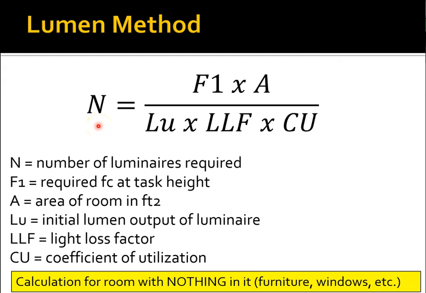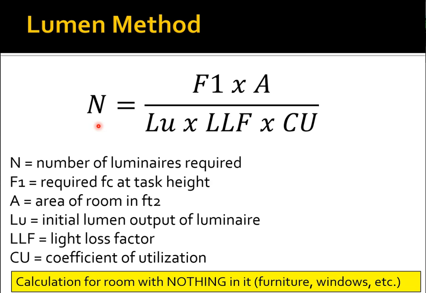Okay, and to be really, really clear about this, this equation is based on an empty room. So no chairs, no tables, no windows, nothing. This is just the lights and the walls and the ceiling and the floor. That's really it. So the actual result is going to be less because there's going to be some absorption with the furniture and so forth. So this just gives you a good approximation.